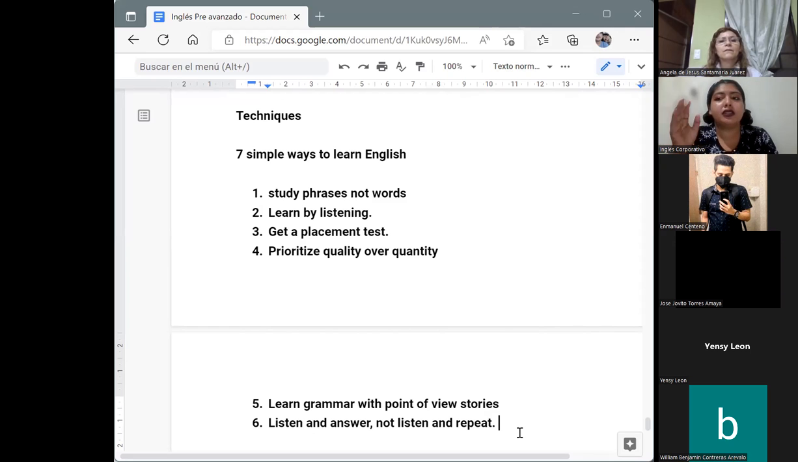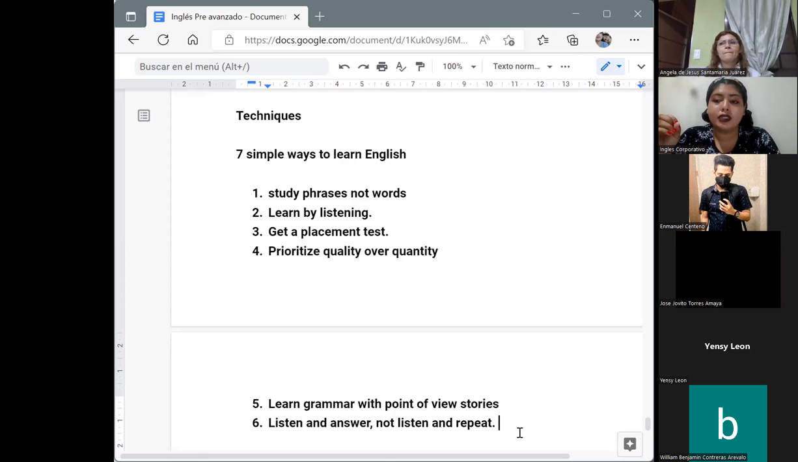And in some cases, nowadays, we have that same technique, listen and repeat. But the thing is, we're not doing anything just listening and repeating. We need to listen in, we need to understand, we need to make a connection of the information that we are listening, and then we are going to make, like this one, summaries of the things that a speaker is saying. So, we need to change the listening and repeat for listening and answer.